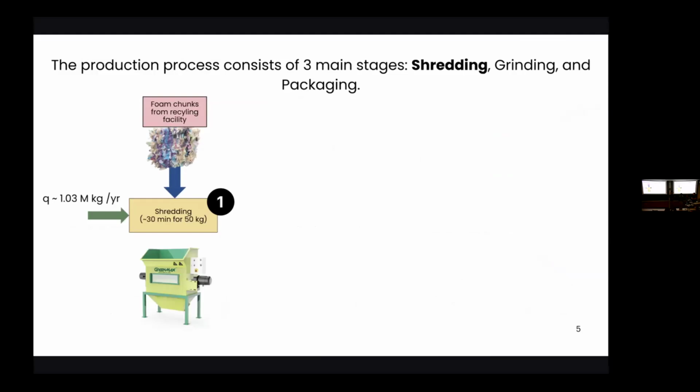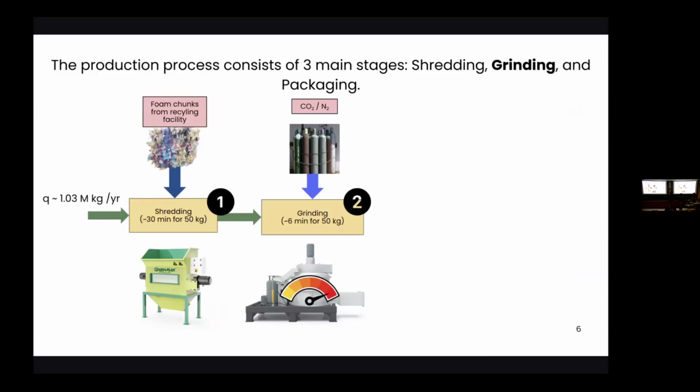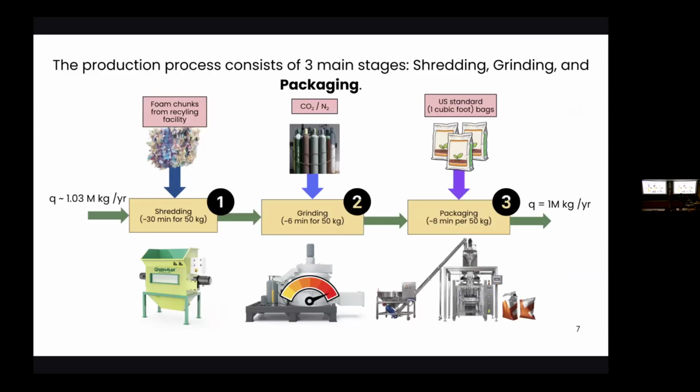The production process has 3 main stages. We get the foam chunks from the recycling facility, prep them up to throw into the grinder, and the grinder is heated up, gas is perfused into it, and after that whole process is done, the foam is bagged up.